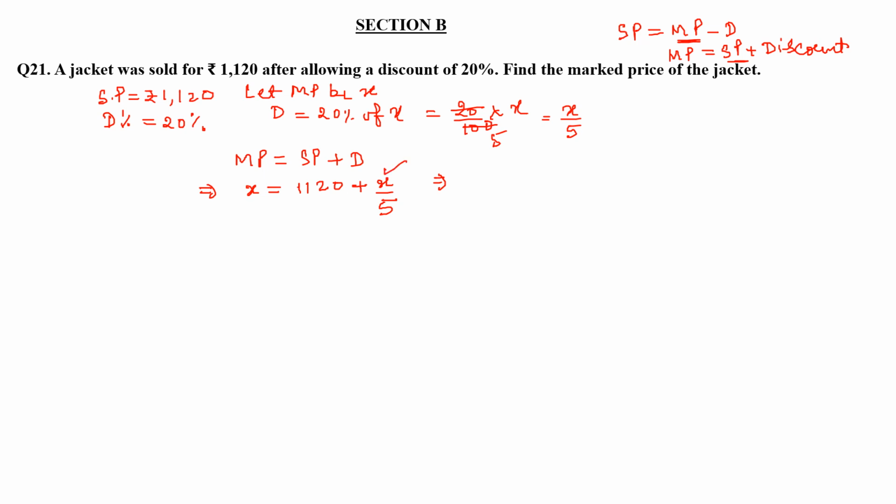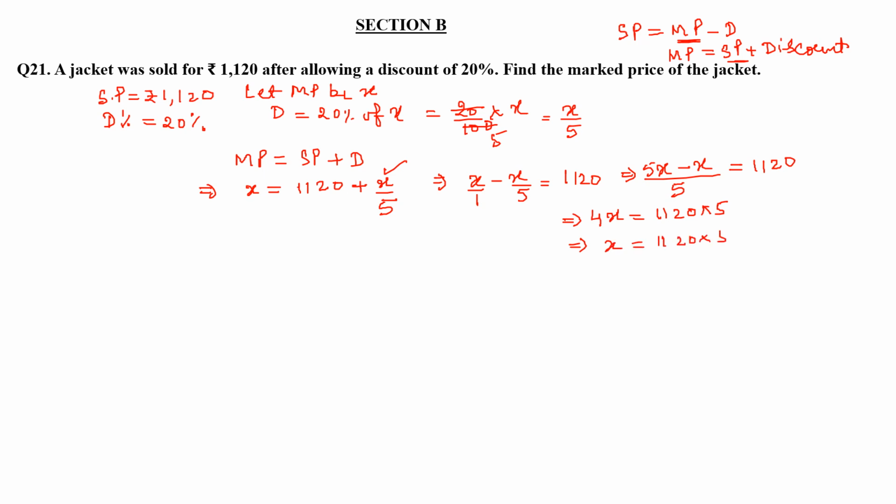Is it clear how I am solving this question? Now there is another method also, that is the unitary method. You can use that method also. Whichever method you find easy, you have to do it. So it is X minus X by 5 equal to 1120. Now if I take LCM in LHS, LCM will be 5. So it will become 5X minus X equal to 1120, and 5X minus X will give me 4X.